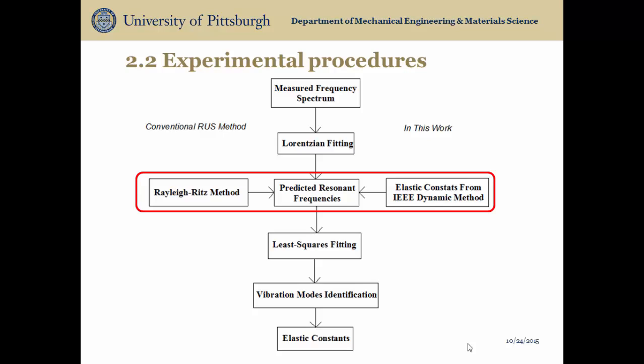In the conventional IUS method, the RPR method is applied to get the predicted resonant frequencies. However, this method requires a lot of calculation. To simplify this step in our work, we use the elastic constants obtained from the IEEE dynamic method to predict them. Once we have the predicted and measured frequencies, we can identify the vibration modes of a sample by minimizing the difference between these two sets of frequencies in a least squares fitting. And finally, we can calculate the elastic constants accordingly.